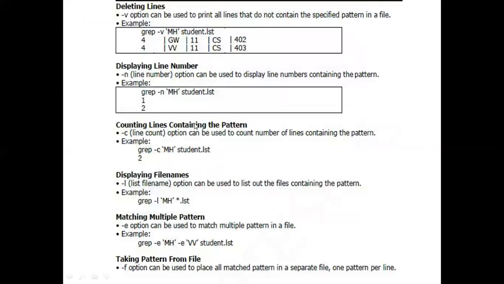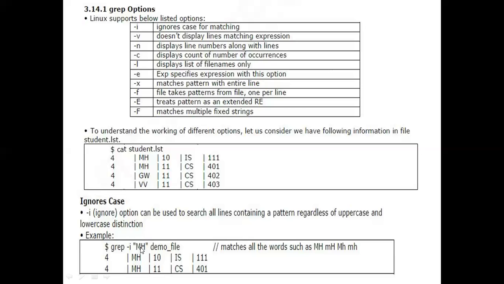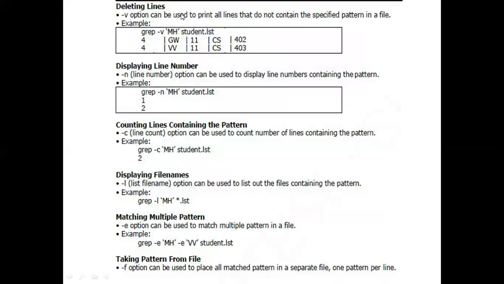The next option with respect to grep is -v. What will -v do? The -v option can be used to print all lines that do not contain the specified pattern. That means if you are searching for a pattern called mh, then it will list all the lines in the file which do not contain mh. That means it will list these 2 lines. As you can see here, with grep -v, you are searching for the pattern mh in this particular file student.lst, then it will list the remaining 2 lines which do not contain mh. That is how your -v option will work.